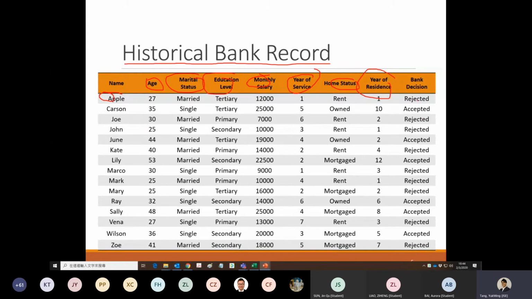For each historical bank record, we have the final decision. For example, for the customer Apple, the bank decision is that the bank rejected lending money to this customer. And for Carson, finally, the bank accepted to lend money to Carson. These are some of the historical bank records. We already know that this customer successfully borrowed the money, this customer failed to borrow the money from the bank, and these are the attributes of the customers.